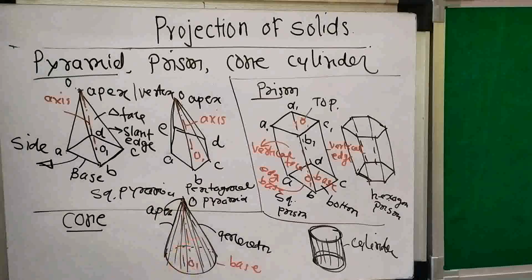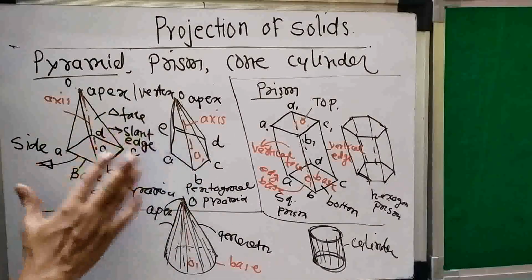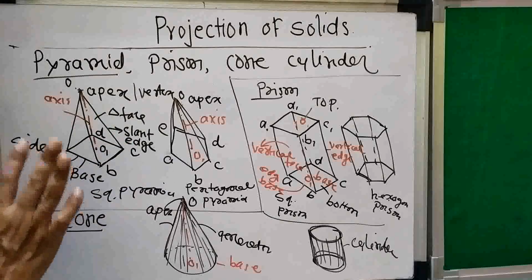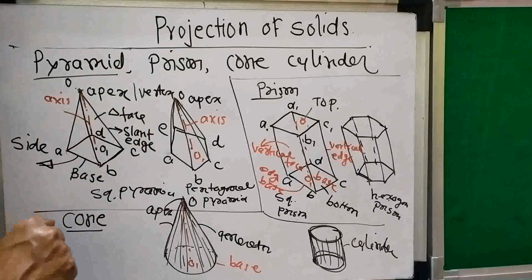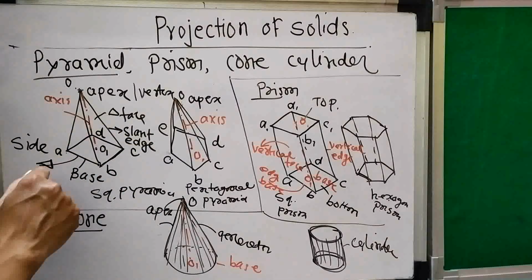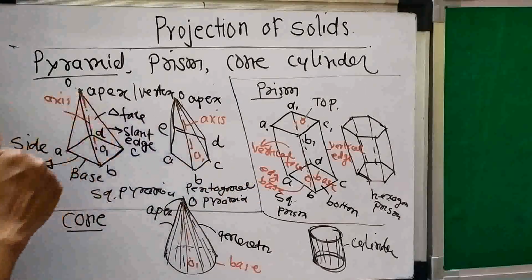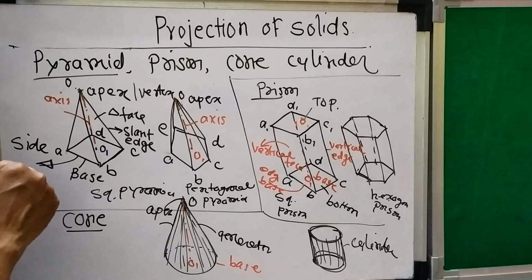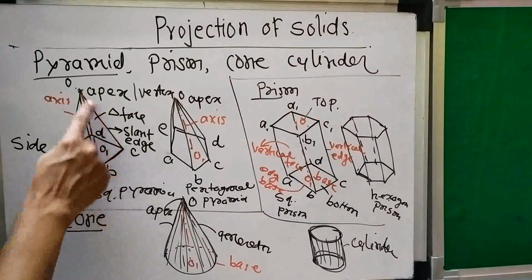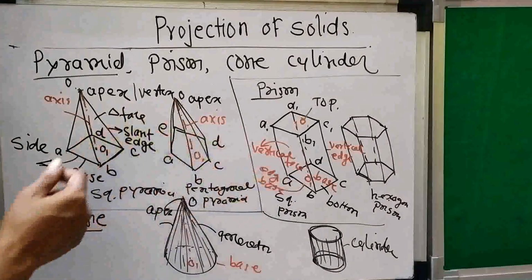So in this way, the inclination of the solid is given in terms of parts of the solid. For example, I can say a hexagonal pyramid having a slant edge OC. Slant edge OC is inclined to HP at 30 degree, and triangular face OBC is inclined to VP at 40 degree.